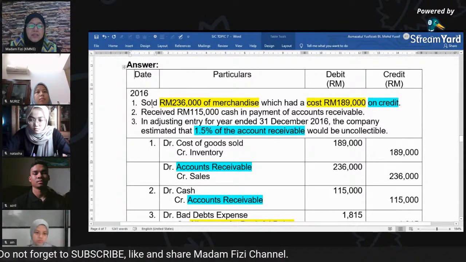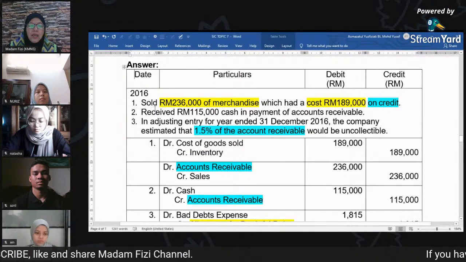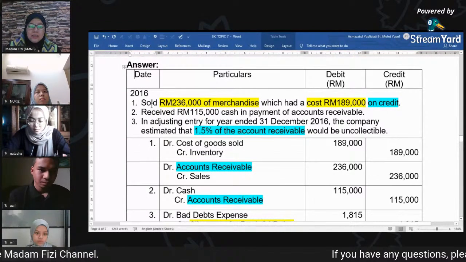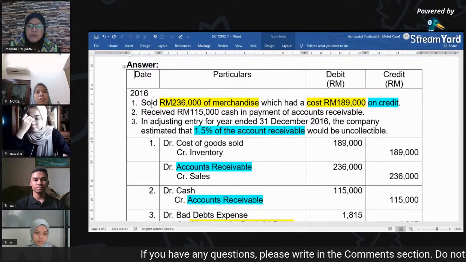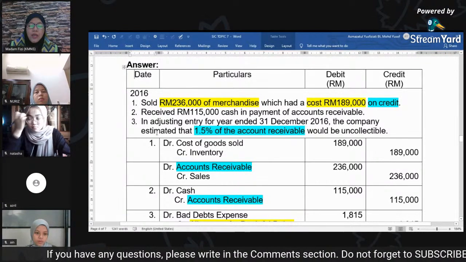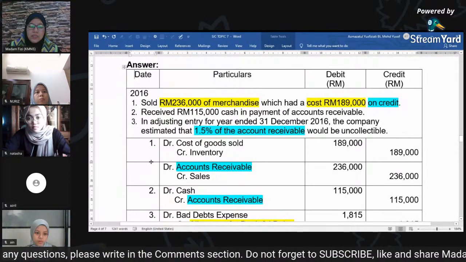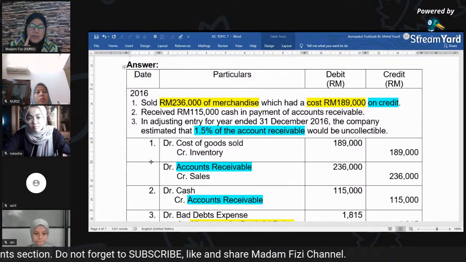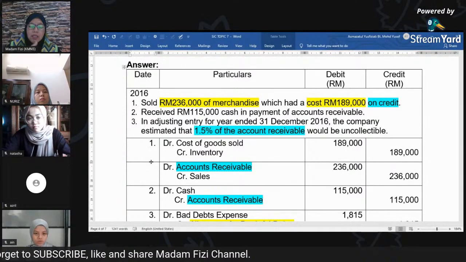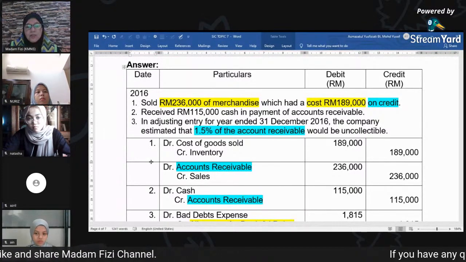Because the question here has sales of merchandise and also cost of merchandise, you have to make 2 journals. One is at the cost amount and another one is at the sales amount. Okay, boleh tak?